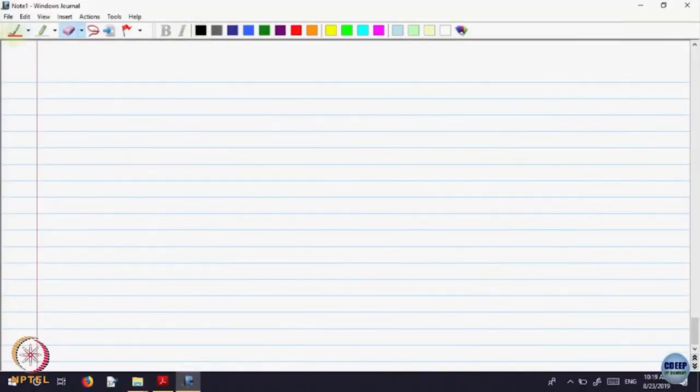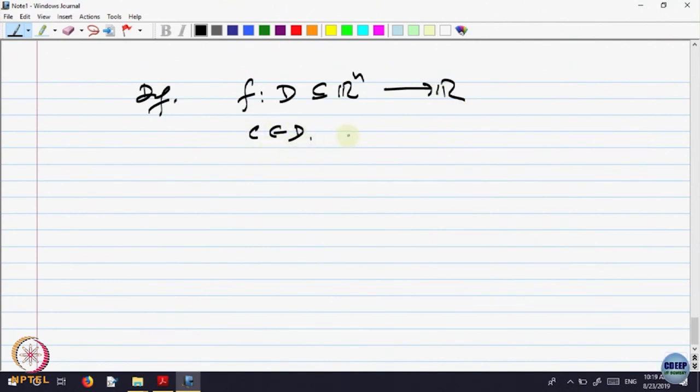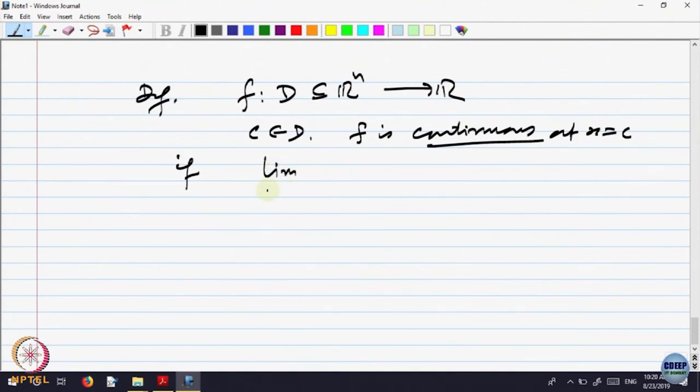All of you have done these limits and continuity in your previous courses, but just keep this perspective in mind. So let me define. Limit we have defined. So let us define continuity. Definition: f is defined on a domain D in Rn to R, c belongs to D. f is continuous at x is equal to c if the limit as x goes to c of f of x exists and is the value of the function at that point, f of c. The value predicted is the actual value taken, so that is continuity.